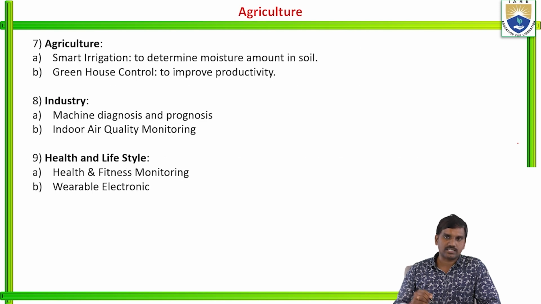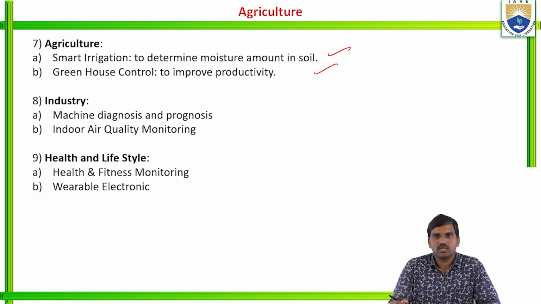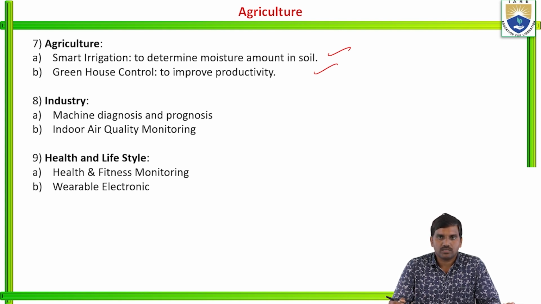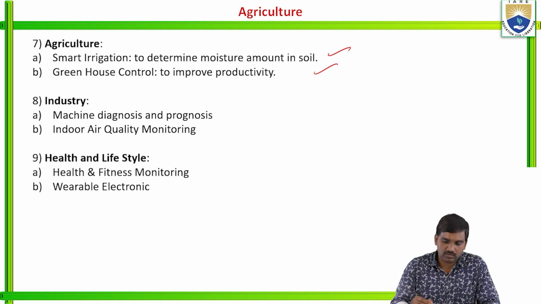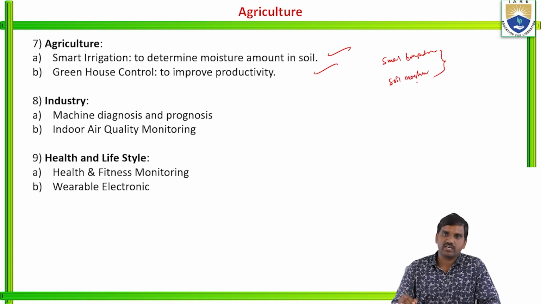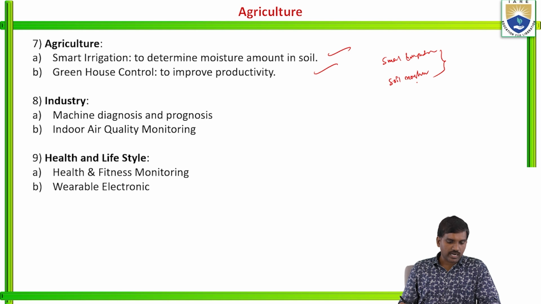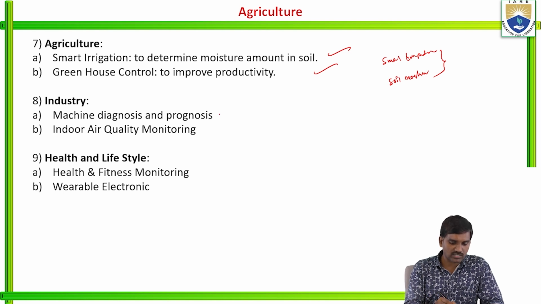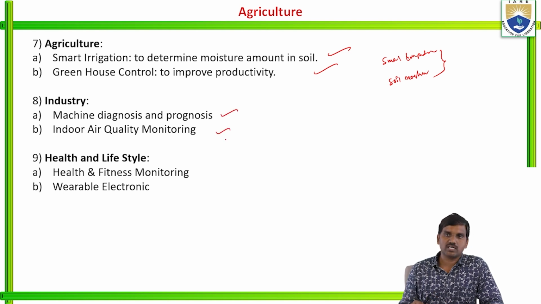And agriculture. In the agriculture domain, we have smart irrigation system and greenhouse control, soil moisture monitoring system, like that we have different applications under agriculture. And industry: machine diagnosis and prognosis, indoor air quality monitoring system.